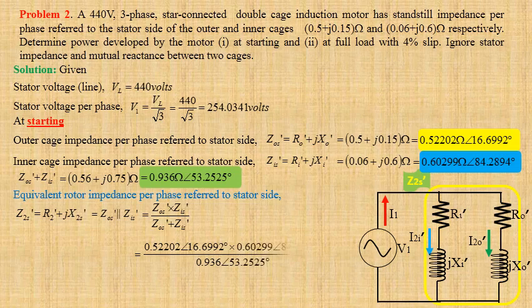0.52202 at an angle 16.6992 degree into 0.60299 at an angle 84.2894 degree divided by 0.936 at an angle 53.2525 degree. That gives us 0.33629 ohm at an angle 47.7361 degree.